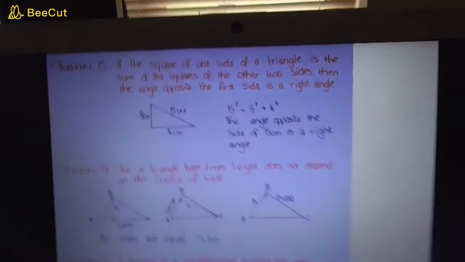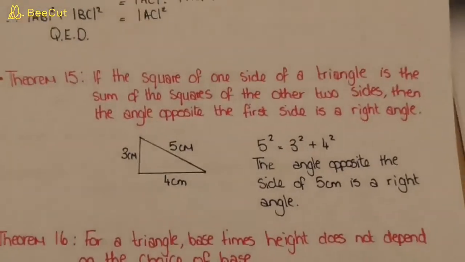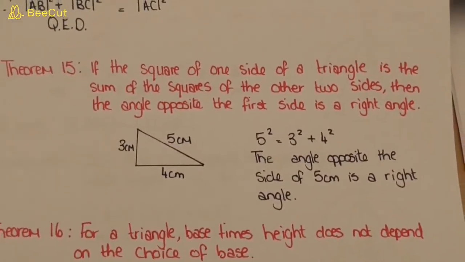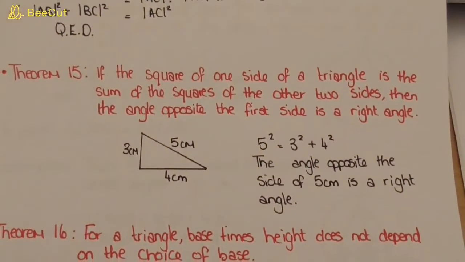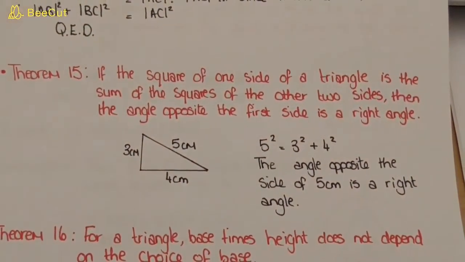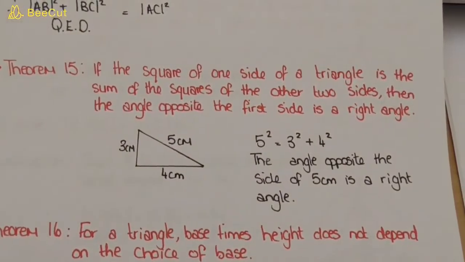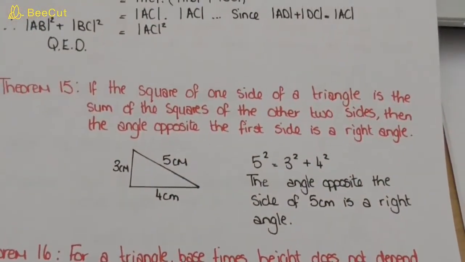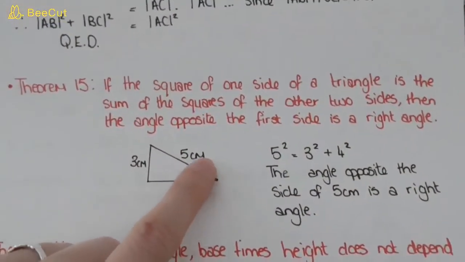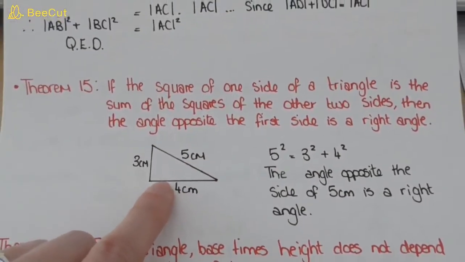Okay, Theorem 15. If the square of one side of a triangle is the sum of the squares of the other two sides, then the angle opposite the first side is always a right angle. So basically, longest side opposite the right angle. That's all it's telling us.